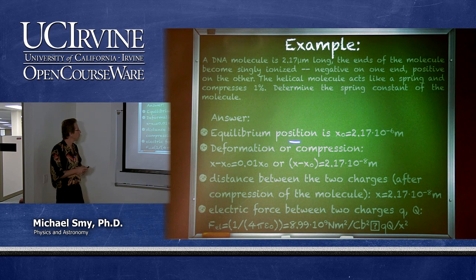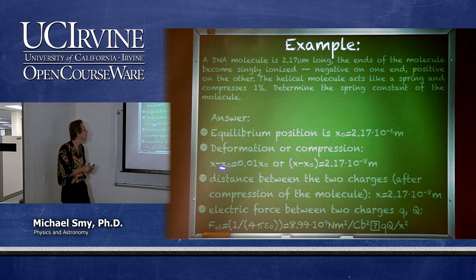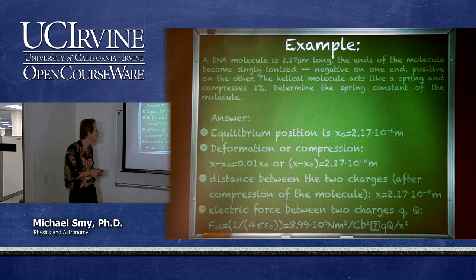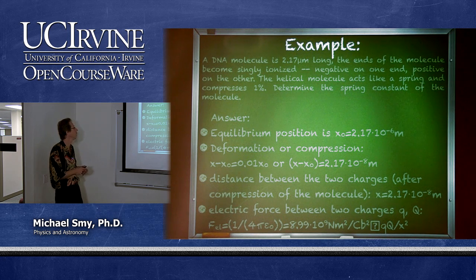So we know the equilibrium position of the DNA molecule. It's 2.17 times 10 to the minus 6 meters. So 1 micrometer is 10 to the minus 6 meters. And the deformation or compression, x minus x0, is 1% of that equilibrium length. So in other words, x minus x naught is 2.17 times 10 to the minus 8 meters. So not times 10 to the minus 6, but times 10 to the minus 8.